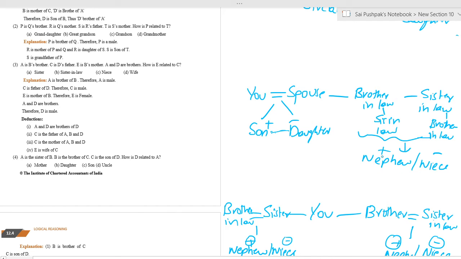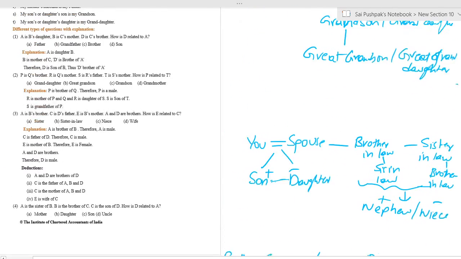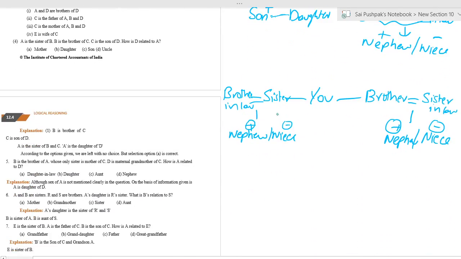If they have a boy, it will be nephew. If they have a girl, it will be niece. Similarly, you might have your brother, your sister. So your brother's wife will be your sister-in-law, and if they have children, they will be nephew or your niece. So similarly, you have your sister. If your sister is married, you will have brother-in-law, and their children will be nephew or niece, depending on their gender.